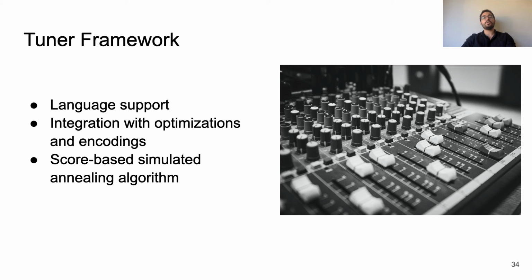So there is a huge number of knobs to control different optimizations, encodings, and heuristics, and we want to find a good setting for all these knobs. How do we do that? By using our Tuner framework that has three primary components.